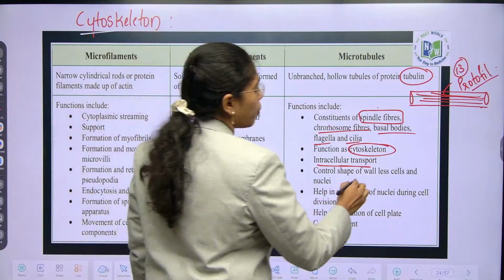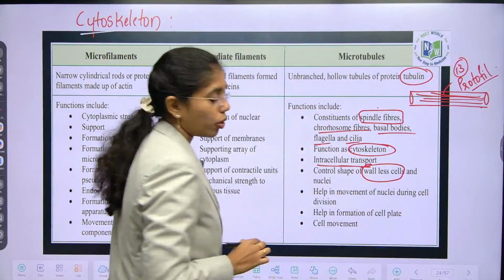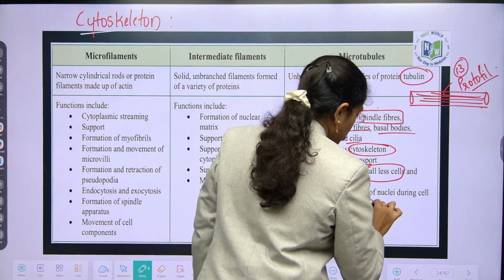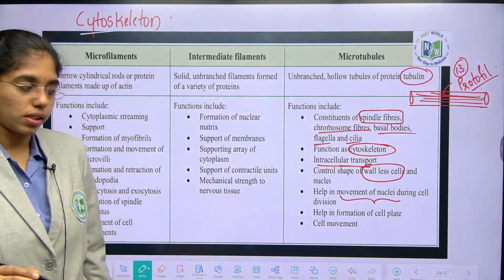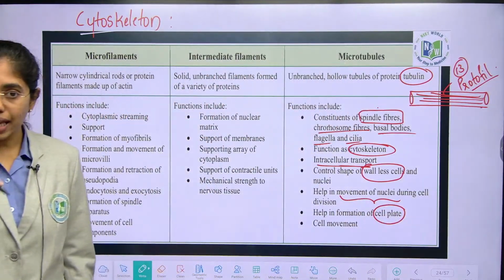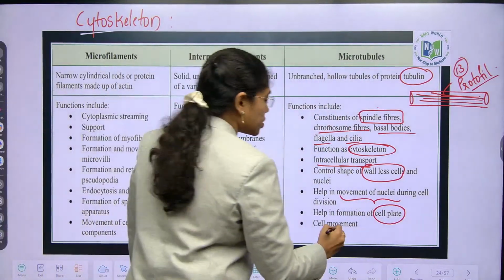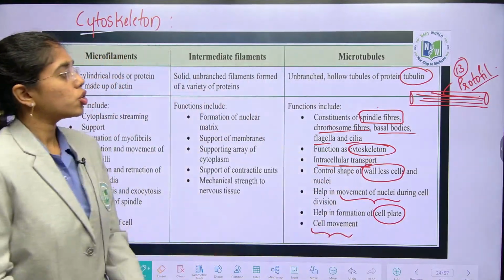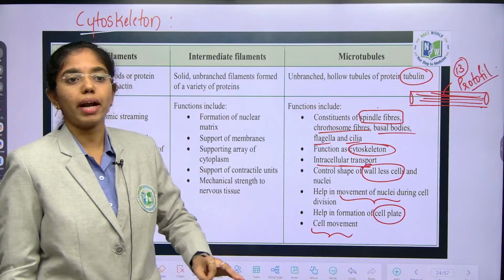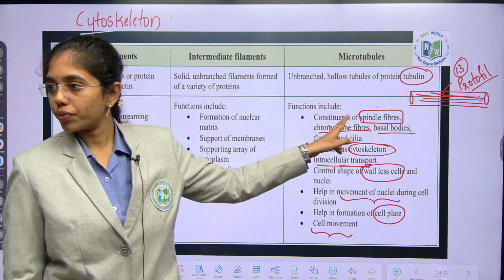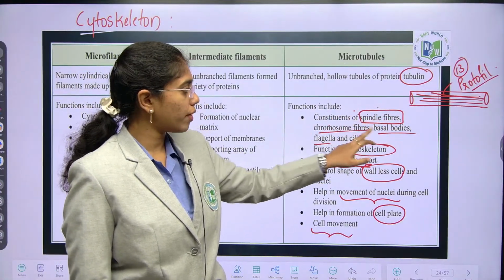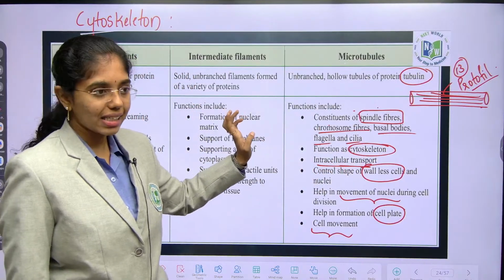They control the shape of wall-less cells like mycoplasma, and they help in movement of nuclei during cell division, that is during karyokinesis, and also help in the formation of the cell plate. We have learnt how a cell plate is formed. They also help in cell movement. So microtubules' major functions are asked many times in questions. You have to be clear in your mind where microtubules are helpful: they are present in spindle fibers, basal bodies, flagella, cilia.